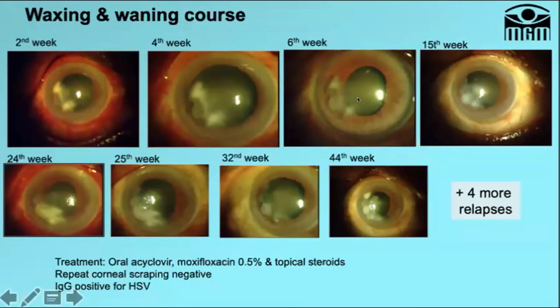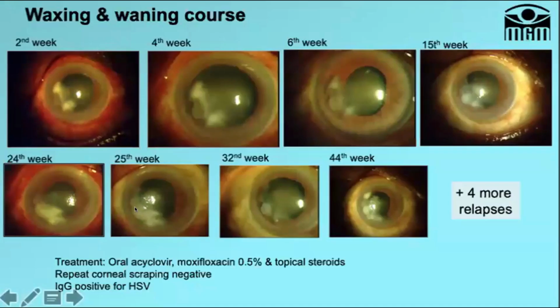By 6th week, he had almost got a cure, but there were some small areas that still had infiltrates persisting. And 15th week, we thought we had a cure, but there were some areas in the ulcer where we thought the infiltrate was still persisting. We continued the patient on oral acyclovir and tapering topical steroid in tapering dose. And then in 24th week, he seemed to have a flare-up.